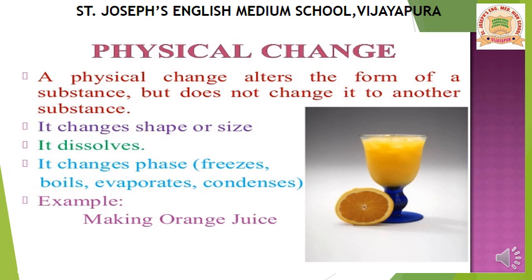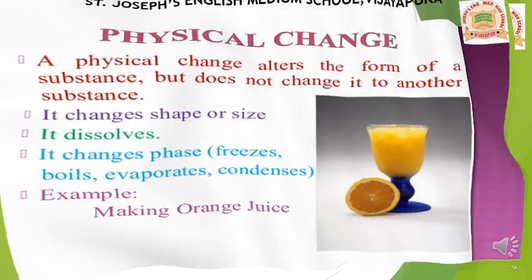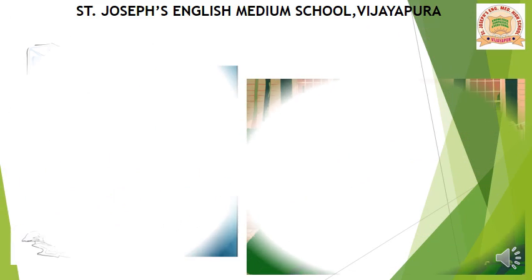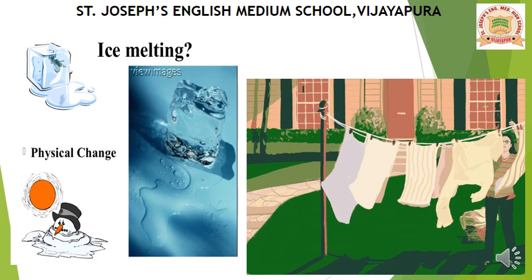Example, milk converts into curd. Here it is a physical change. But when we think about the molecules of that, it is an example of chemical change. Here, making of orange juice is an example of physical change, because orange is converted into juice.